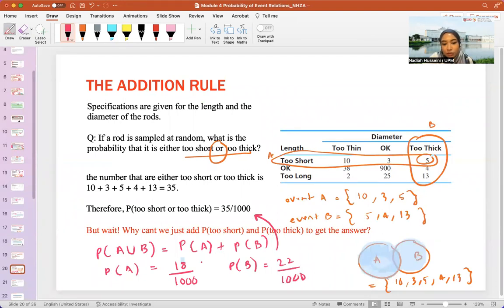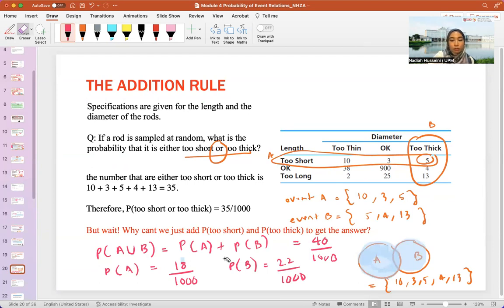So if I add these two together, I would get 40. So P(A) plus P(B) would give me 40 over 1000, and it is not the same as the answer that we got doing it manually. So you can't add P(A) and P(B) just like that if they overlap, because there is that overlap, which means that there is a duplicate somewhere that we have to get rid of.